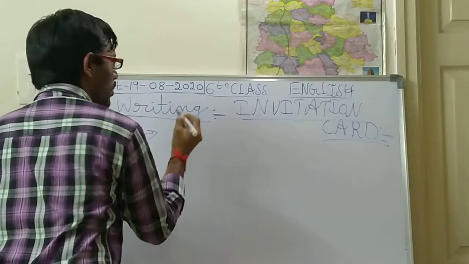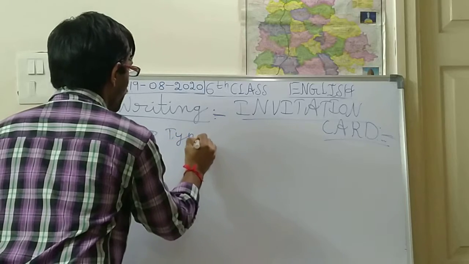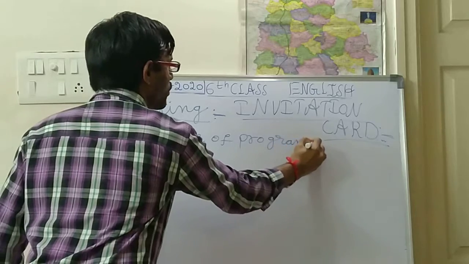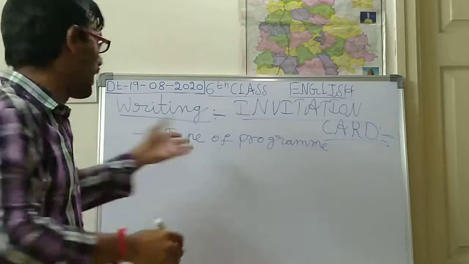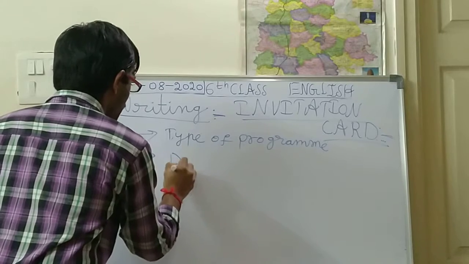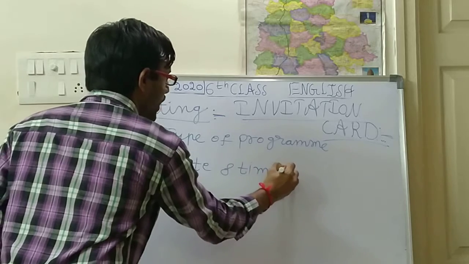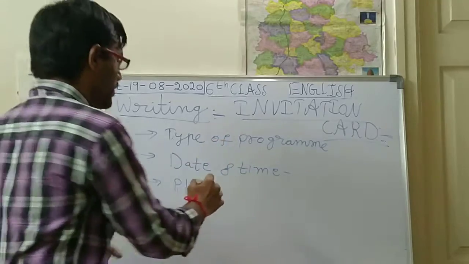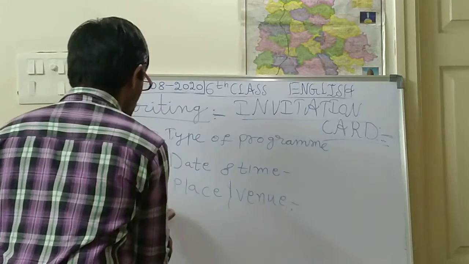First of all, the type of program. Which type of program or function you are conducting. So first, this should be the type of program. Next, the date and time. This is second. Next, the place, or else we shall say the venue. This is the third one.